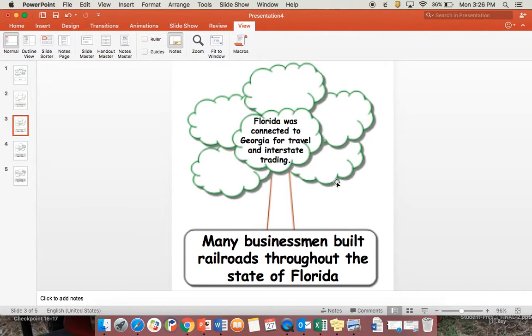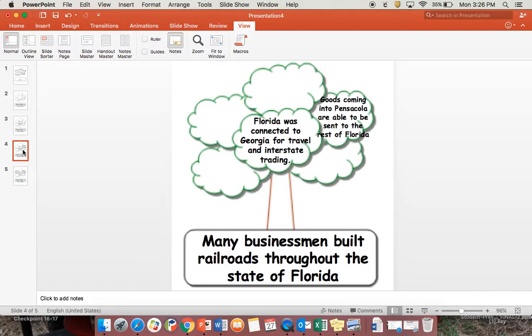One of the effects they had on Florida is that Florida was connected to Georgia for travel and interstate trading. Because the railroads were built in Florida, they connected to Georgia railroads. That allowed people to travel from up north into Florida. And it also allowed for interstate trade, which means that they were able to trade between the two states. It was a lot easier to put goods on a train to bring them down to Florida. So that opened up many new doors for interstate trading because these railroad systems were built.